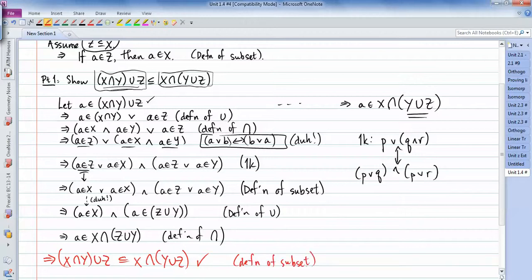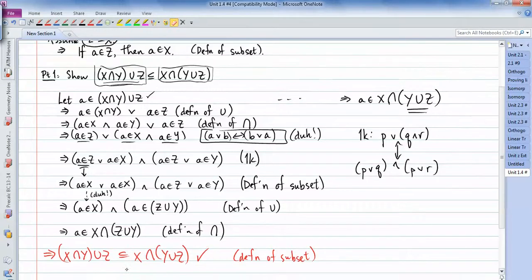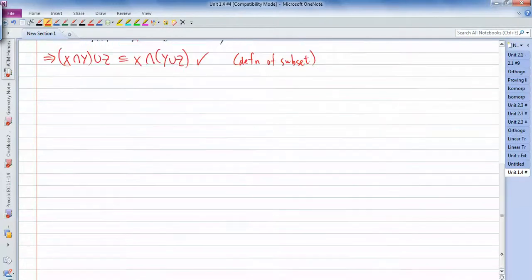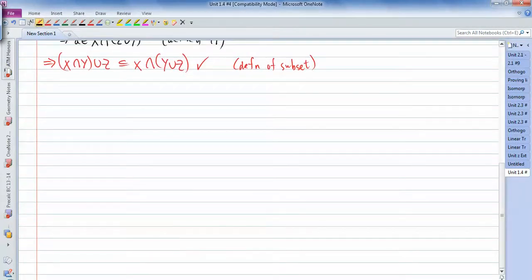So part one's done. Part two, I need to do the opposite relationship. Basically, I need to do that one. So let's write that out down here. It's going to be a long proof. So now we want to show that the second set, so this one was set B here, is a subset of set A.